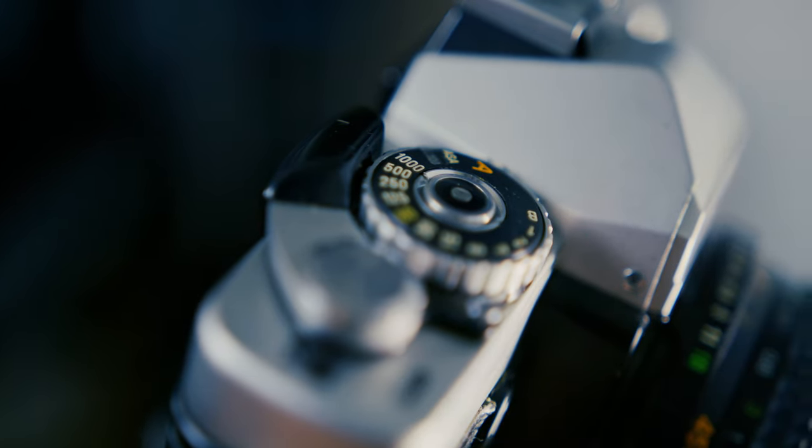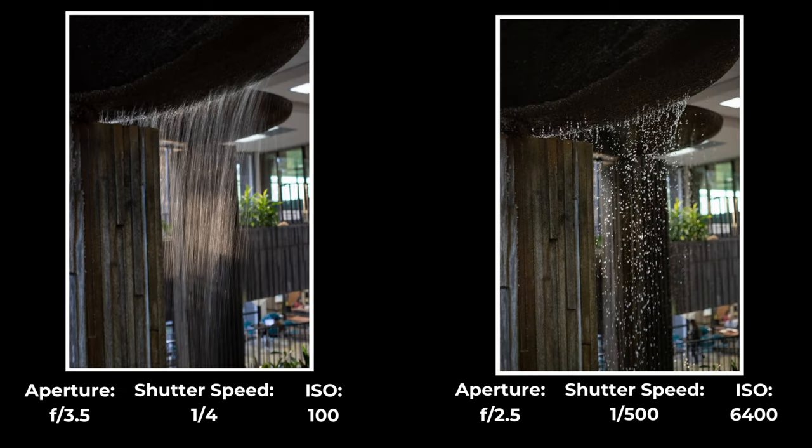For example, if we look at these two images, they were both shot in low light, but they have different shutter speed effects. The image on the left has a motion blur effect due to a slower shutter speed, and the image on the right has a fast freeze frame effect due to a faster shutter speed. If we take a look closer at the image on the left, as you can see, I used a shutter speed of 1/4, which is very slow to capture that motion blur effect.